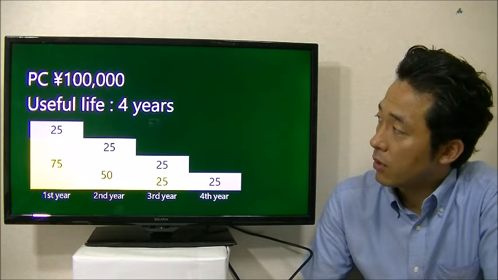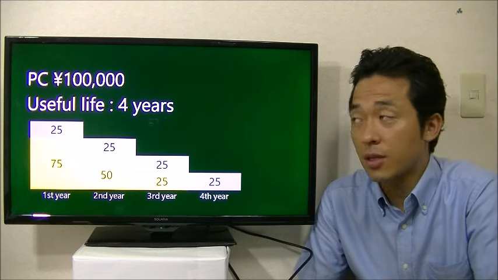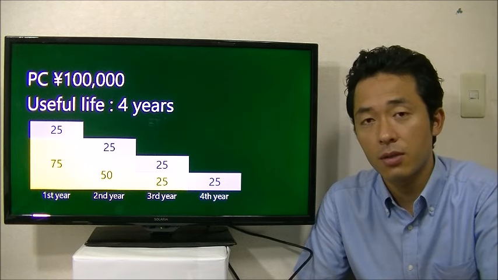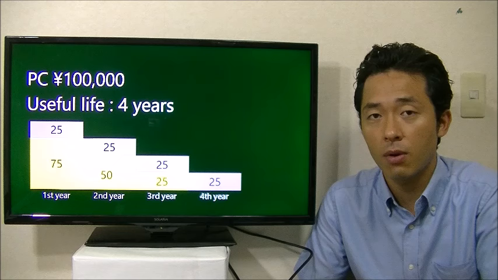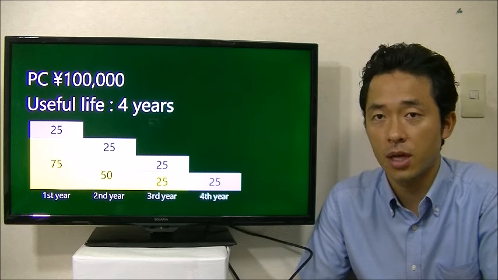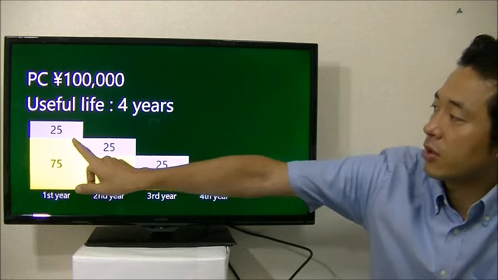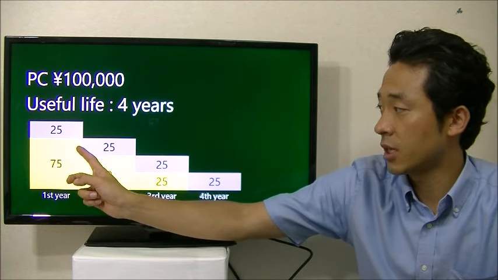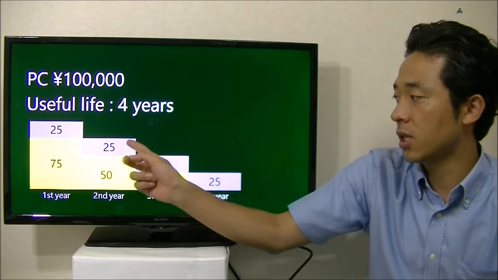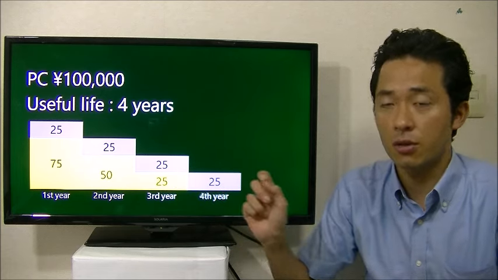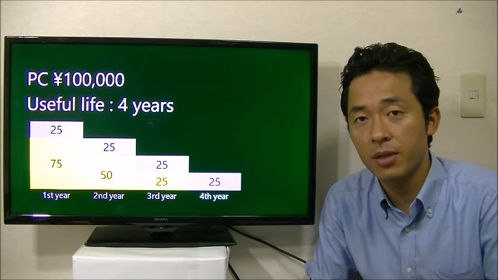For example, if you purchase a PC and it's 100,000 Japanese yen, and the useful life is 4 years under the Japanese tax law, the total acquisition cost of your PC will be decreased by an equal amount each year when you apply the straight line method.